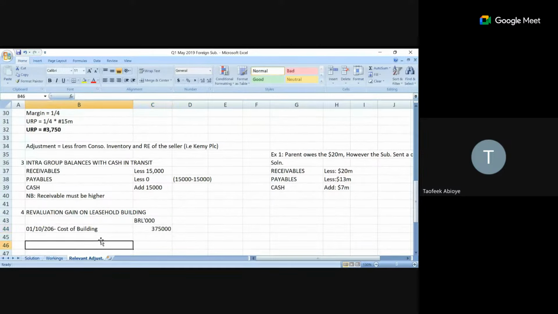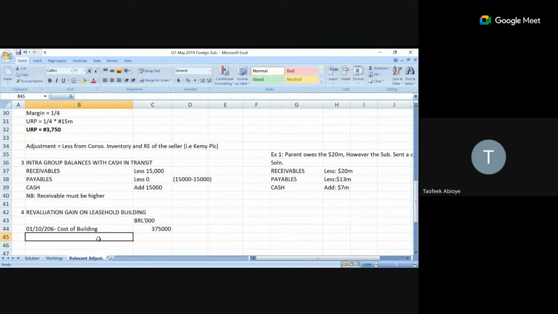Now, they said depreciation. They said he took out a loan to finance it, but they did not give us information about that loan. Please, we can ignore it. If they give us information about that loan, let's say he took out a loan note payable, out of that loan note payable, that was how it was financed.